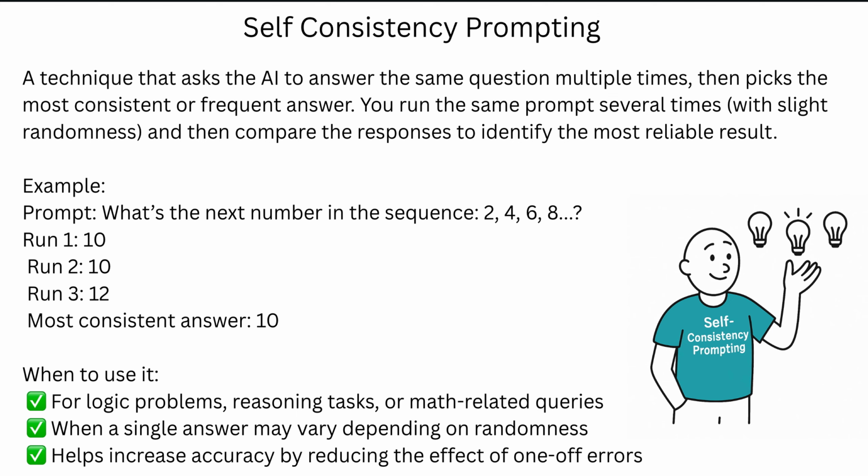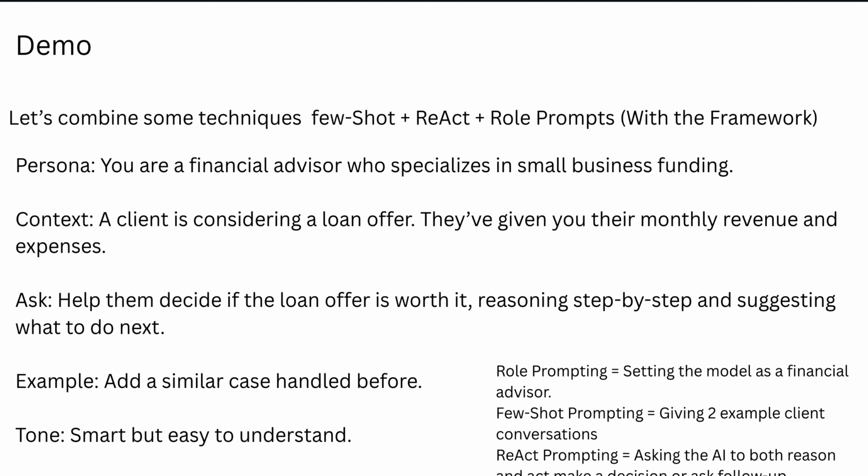All right. Now, let's do a quick demo. Let's combine some techniques, right? We mentioned the few shot technique. If you can remember, that means few examples. We mentioned React, which means reasoning and acting, and role prompts. All right. So that is the techniques. Now let's combine it with frameworks. You can still remember the framework, right? The PCAET, that's the persona, context, ask, example, and tone.